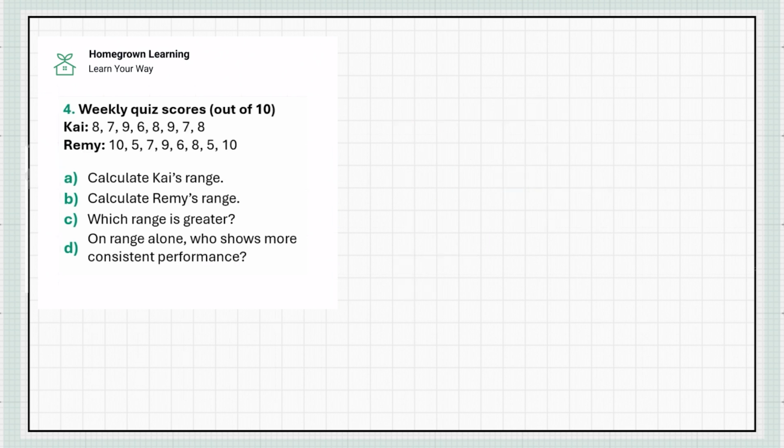Alright, let's look at another one really quickly. So this one we have weekly quiz scores out of 10, and we have data sets for Kai and Remy. Now, if we look at first calculating Kai's range, well, Kai has the data set 8, 7, 9, 6, 8, 9, 7, and 8. So his range for Kai is going to be equal to the largest value minus the smallest value, which is 9 minus 6.